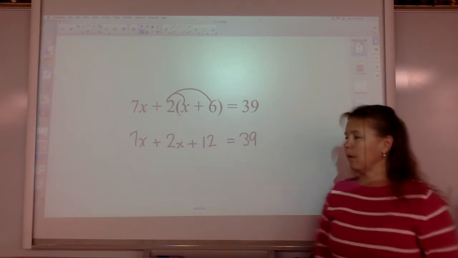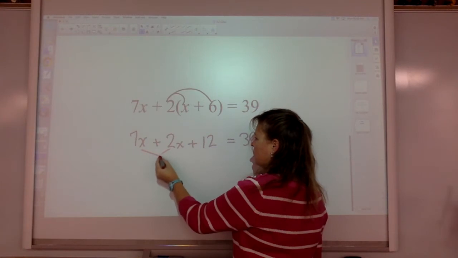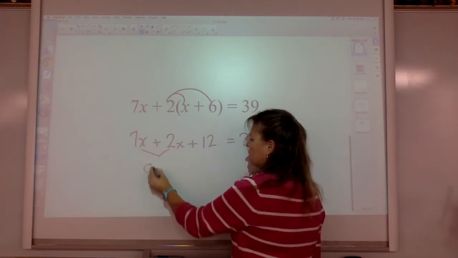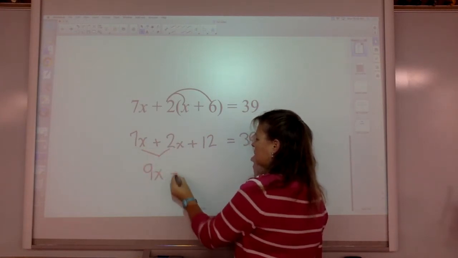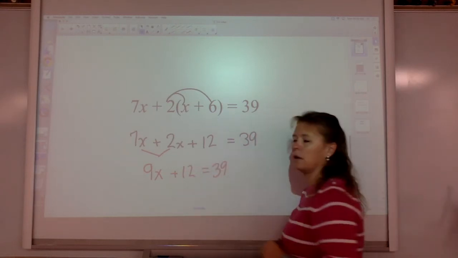So we did that first step of clearing and getting rid of any parentheses, and now we're right back to the problem that we had before, and that you have to combine like terms. If you have 7 x's and you add 2 x's to them, you end up with 9 x's. 9x plus 12 equals 39.